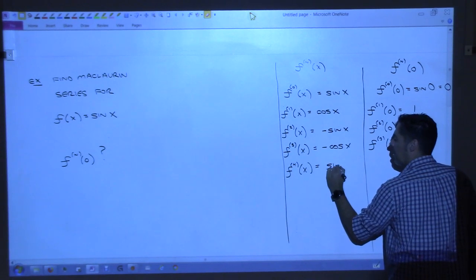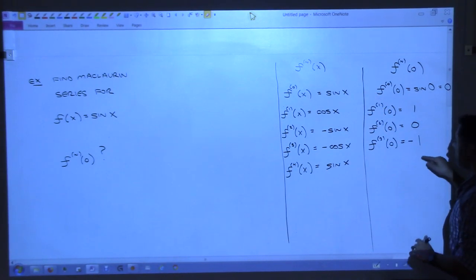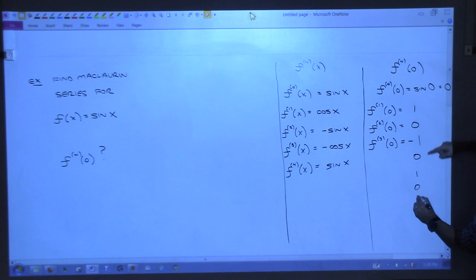Back to sine x, right? So we're back to where we started. And so the next numbers here would be 0, then 1, 0, negative 1, 0, 1, 0, negative 1, 0. So you see how it's just flipping back and forth? It's going between 4 different things, right? 0, 1, 0, negative 1. It just keeps doing that.